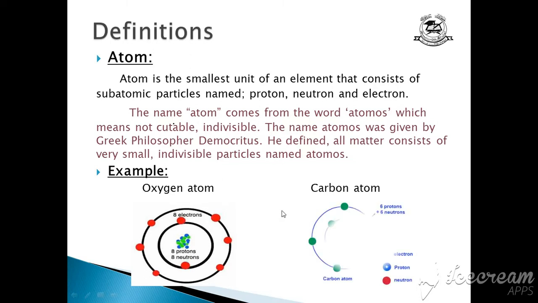Carbon atom. It has 6 protons and 6 neutrons in the nucleus. Then in the first shell 2 electrons, and the remaining 4 electrons in another shell. So these are the atoms. Okay, so this definition should be clear to you.